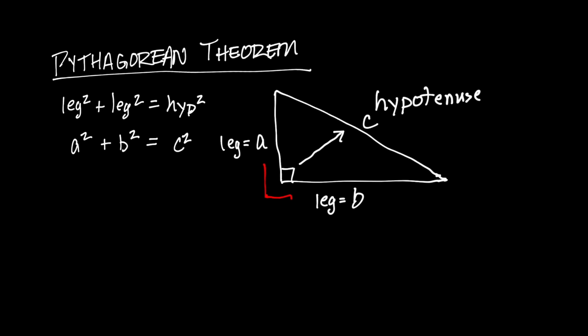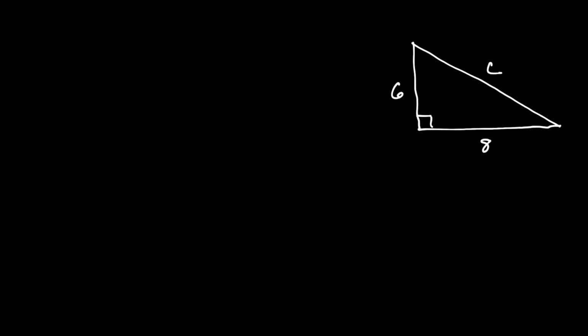So let's look at a couple of examples. In this first example, I have drawn a right triangle. This is the little box that indicates it's a right triangle. And we're going to use the Pythagorean theorem to find this missing hypotenuse. I have a leg of 6 and a leg that's 8. So the first thing we do is write down the formula. That would be a squared plus b squared is equal to c squared.